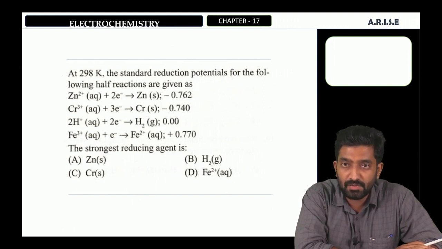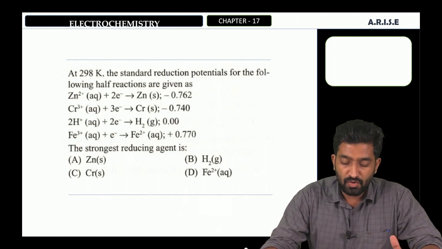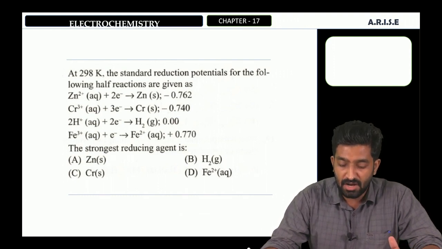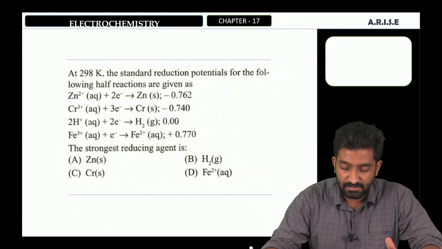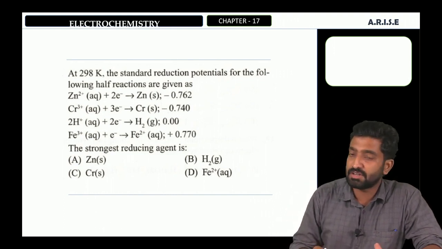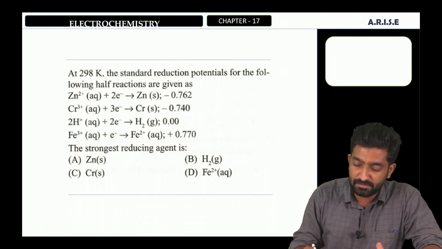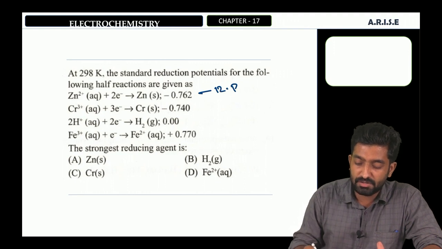At 298 Kelvin, okay, the standard reduction potentials for the following half reactions are given as. The first one, Zn2+ plus 2 electrons. That is, it is a reduction reaction. Therefore, this potential is reduction potential. This one is reduction potential. And here also, reduction potential.